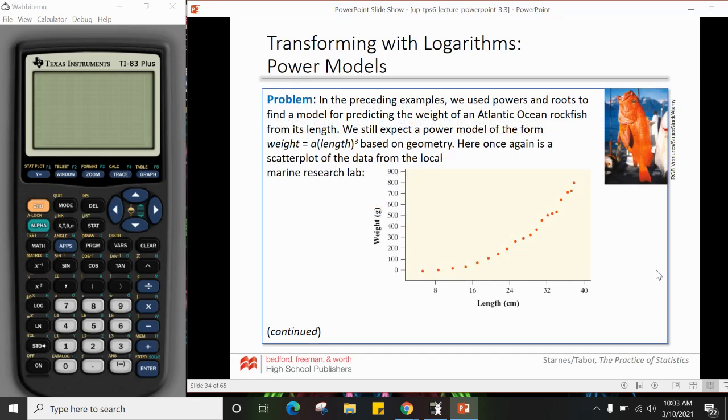I have this problem. In the previous examples, we used powers and roots to find the model predicting the weight of the Atlantic Ocean rockfish from its length. We still expect a power model of the form weight equals a times length cubed based on geometry. Here, once again, is a scatter plot of the data. So this is length and the weight.